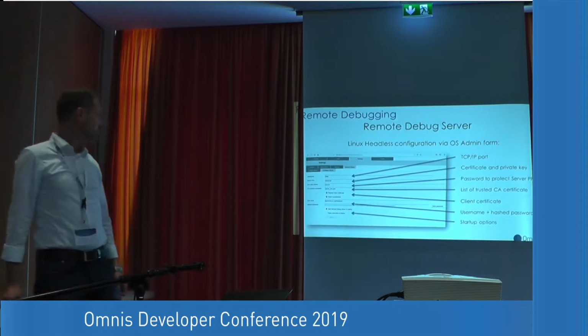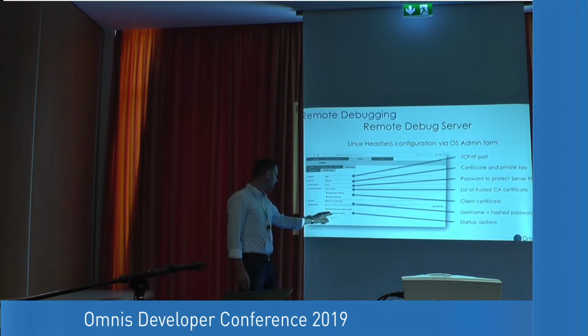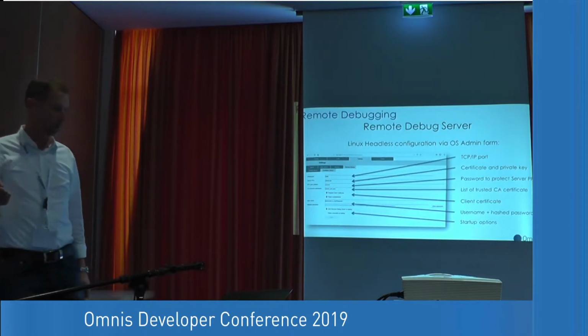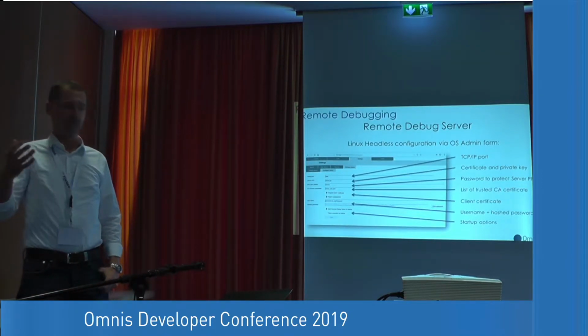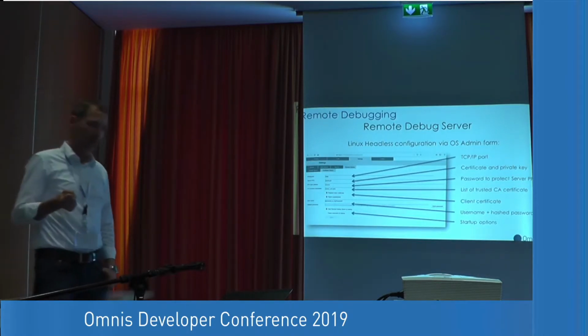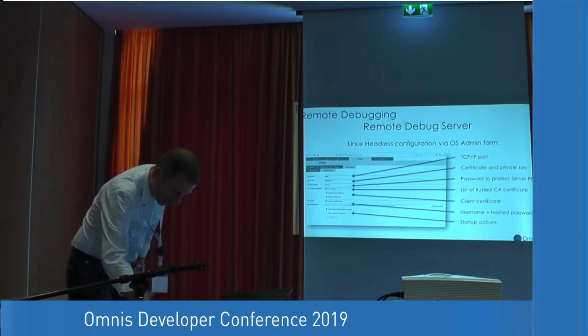And there are startup options. This means start remote debug server at startup, which is clear, I think. And then there's the pause execution at startup option. If this is enabled, then Omnis waits until the client connects. Only if a remote debug client connects, then the startup task of your libraries will be executed.